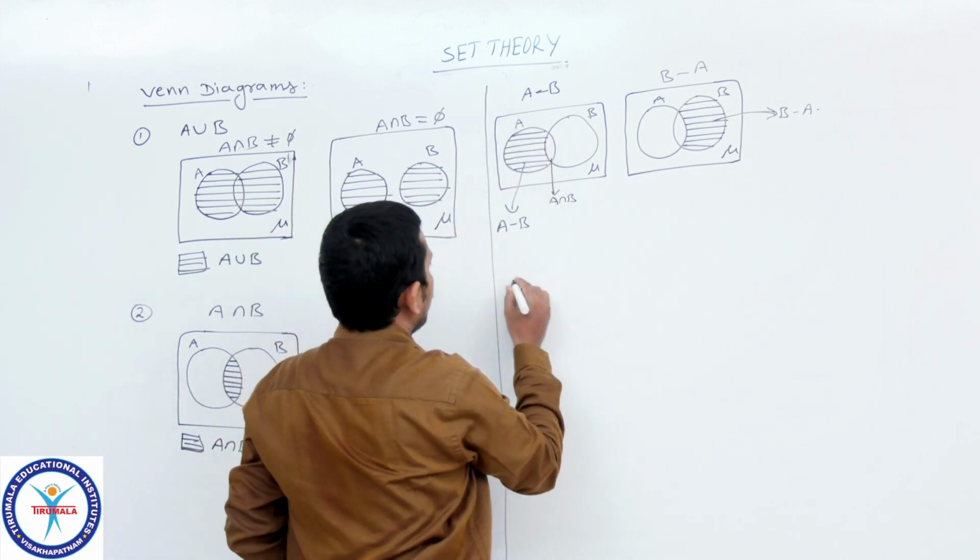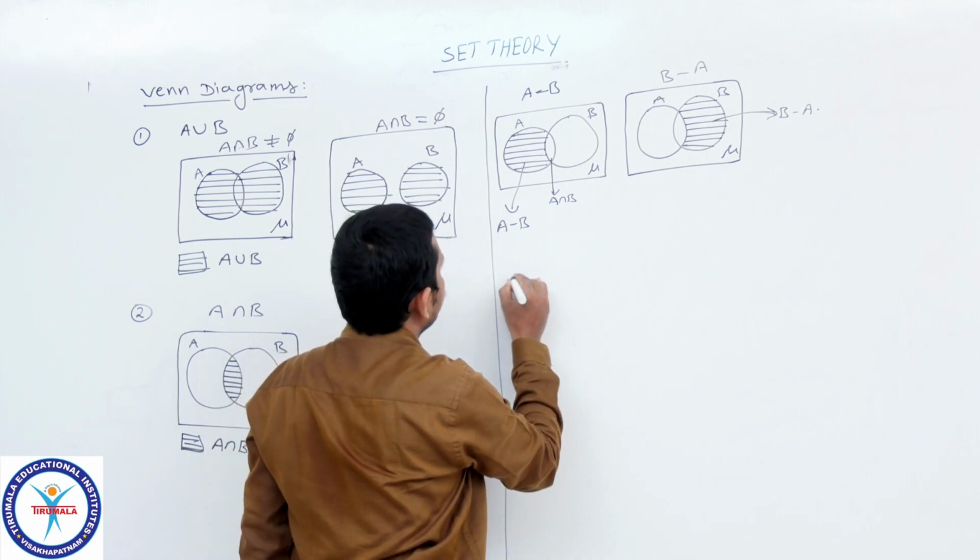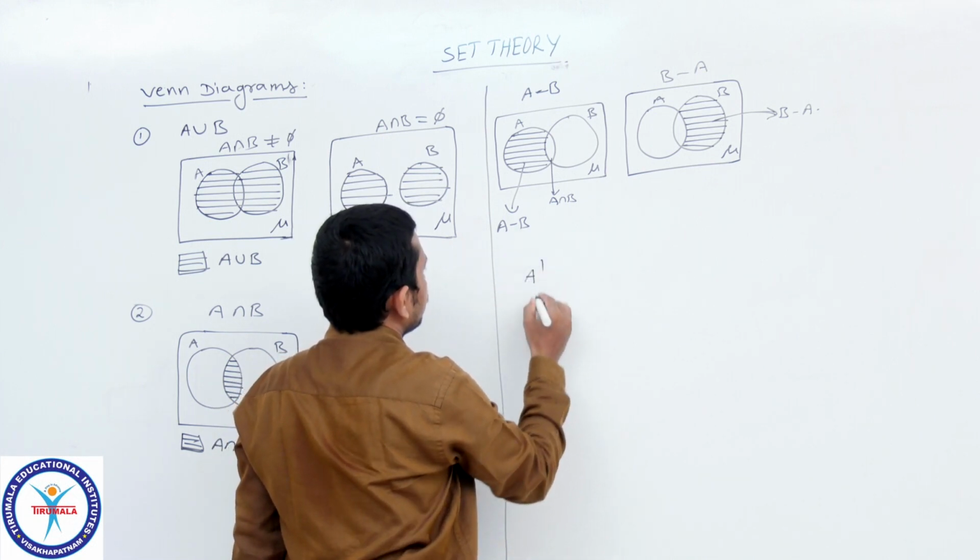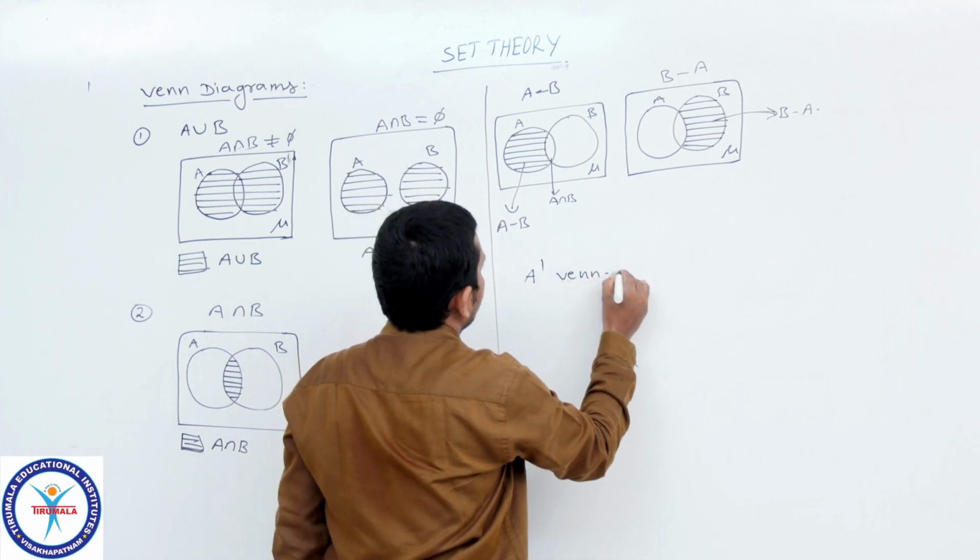Now, what is the Venn diagram for the complement of a set? A complement Venn diagram.